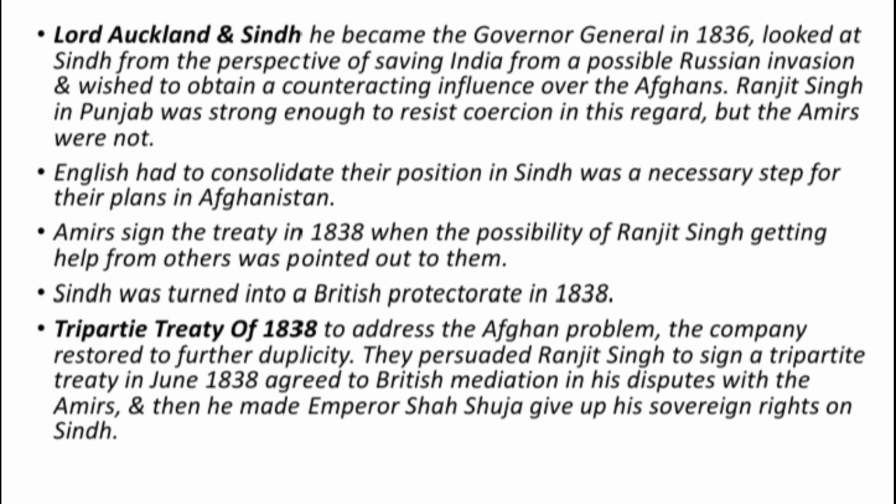protectorate in 1838. Now the Tripartite Treaty in 1838 was signed to address the Afghan problem as the British imagined it, and the company resorted to further duplicity. First they persuaded Ranjit Singh to sign the Tripartite Treaty in June 1838, agreeing to British mediation in his disputes with the emirs, and then made Emperor Shah Shuja give up his sovereign rights to Sindh, provided the arrears of tribute were paid, and the amount of the tribute was determined by the English, whose main objective was to obtain finances for the Afghan adventure and obtain so much of the emirs' territory as would secure a line of operation against Afghanistan through Sindh.